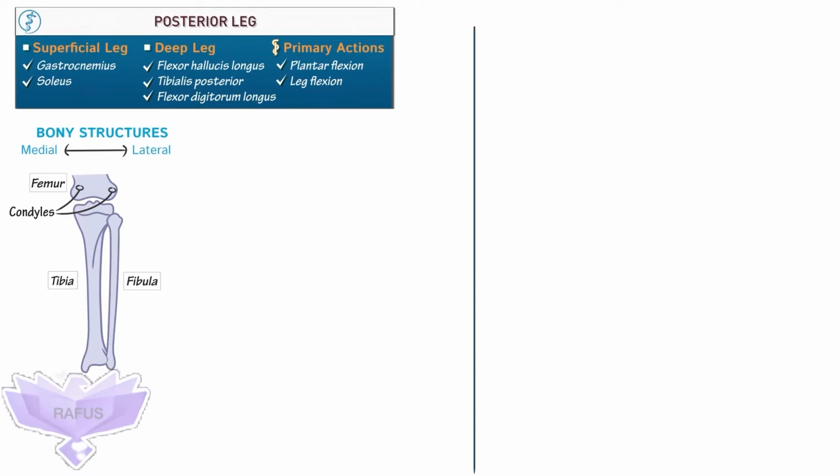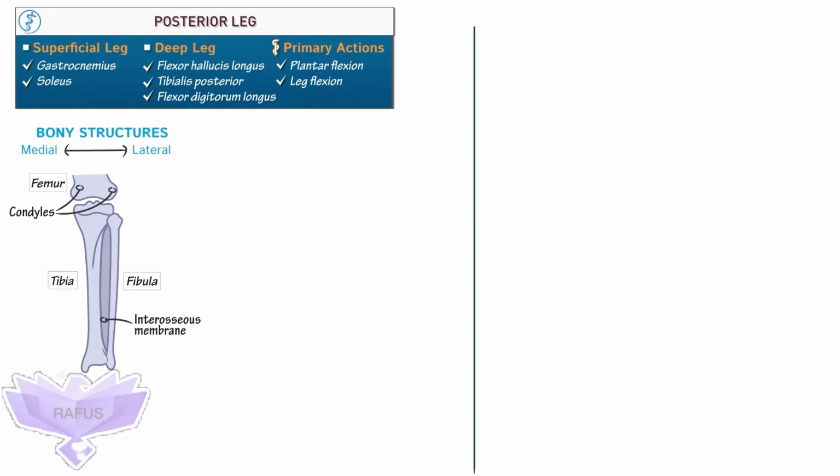Now let's draw the posterior leg muscles. For reference, let's draw the bony structures. Establish the medial-lateral orientational plane of our diagram. First, draw the distal femur. Indicate its medial and lateral condyles. Then draw the tibia, next the fibula. Indicate the interosseous membrane between them.